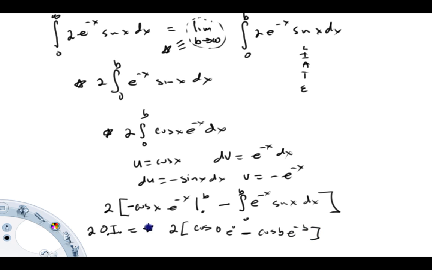Now, the star operator, remember, is limit as b goes to infinity. As b goes to infinity, 1 over e to the b goes to 0. So this entire term goes to 0. Cosine of 0 is 1. e to the 0 is also 1. So twice the original integral is going to equal 2 times 1. So the original integral looks like it is equal to 1.